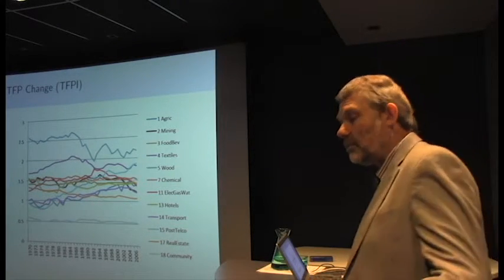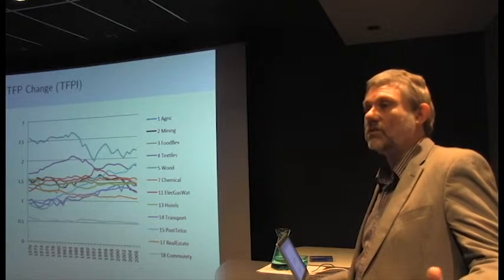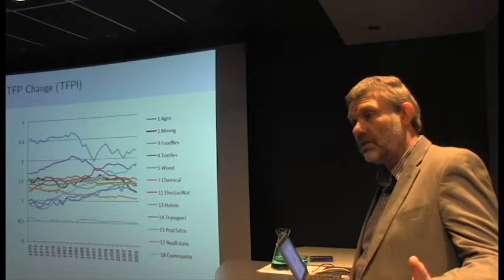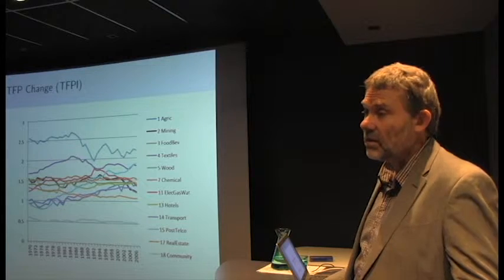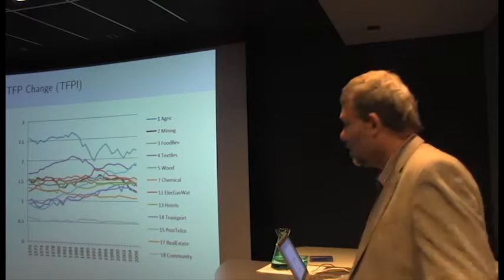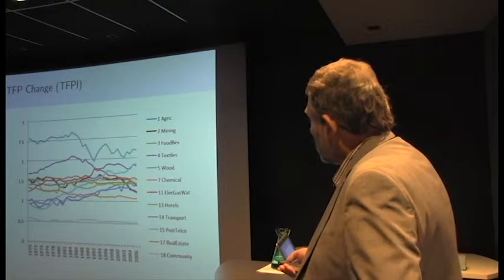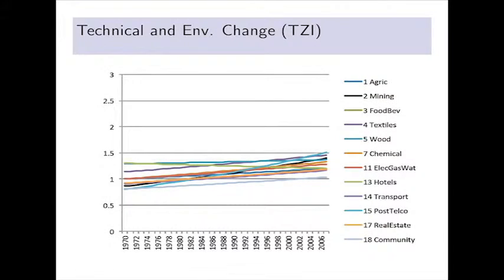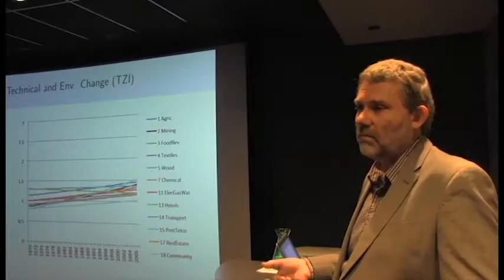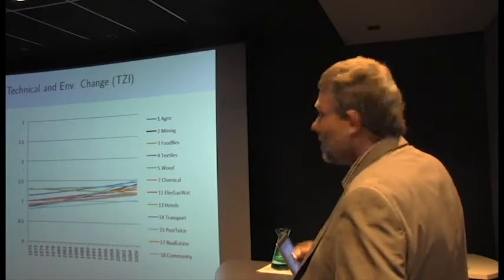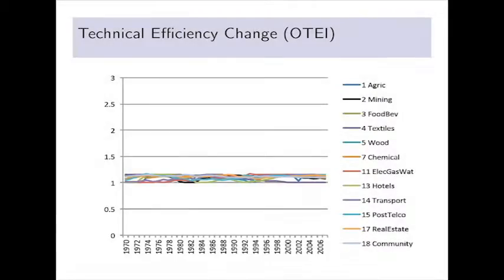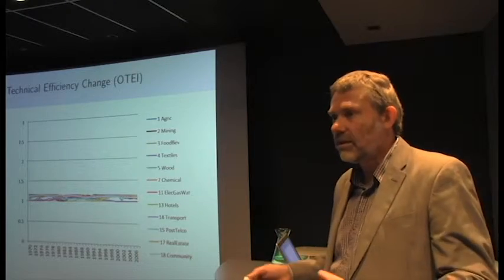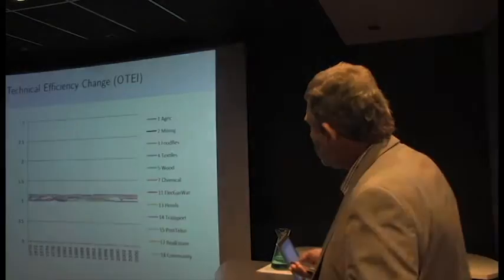And from a policy viewpoint, the question is, well, what's driving this stuff? Is it technology? Is it environment? Is it inefficiency? Is it scale or is it scope? Well, let's look. This is the technical environmental change component. There's a little bit of stuff here, but not much. Okay, so it's probably not it. This is technical efficiency. There's nothing happening here. A couple of little blips here and there, but the story isn't here either, right?